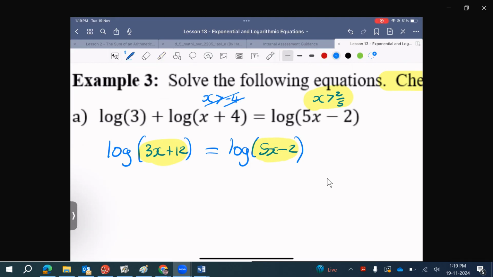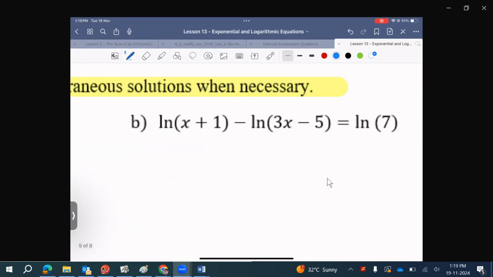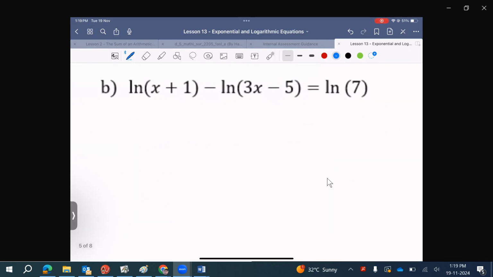So this is going to give us 3x plus 12 is equal to 5x minus 2. Bring the x's across this way, we're going to get 2x, and bring the numbers this way, we'll get 14, x equals 7. Check for extraneous solutions. Is this bigger than 0.4? It is. No problems with that one. Have a go at this one now for yourself. Pause the video.